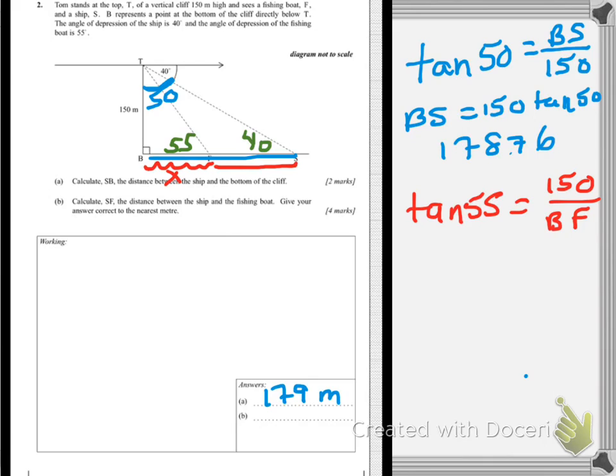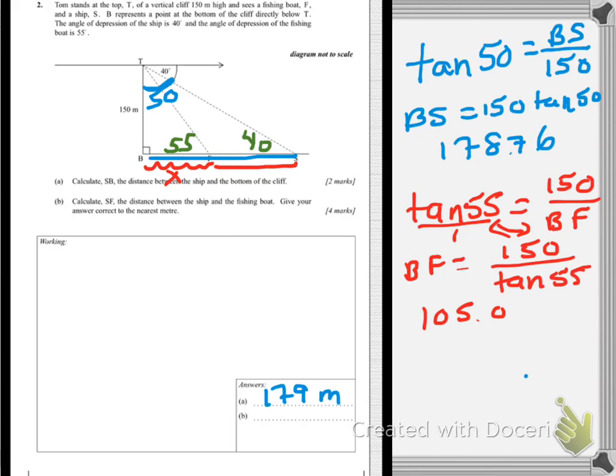Okay, now hopefully one thing about when you took trig last year from Mrs. Martin, is that when you have the variable downstairs, they just switch places. So BF is equal to 150 divided by tangent of 55. Or you can just put it over the fraction and then cross multiply. So anyway, 150 divided by tangent of 55, and I get 105.03.